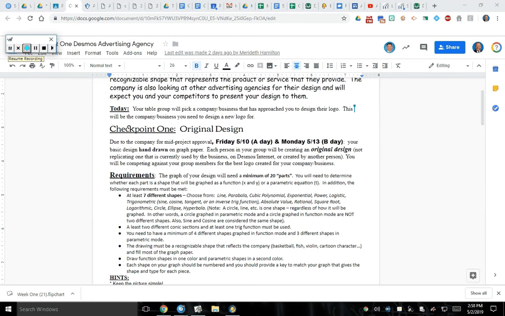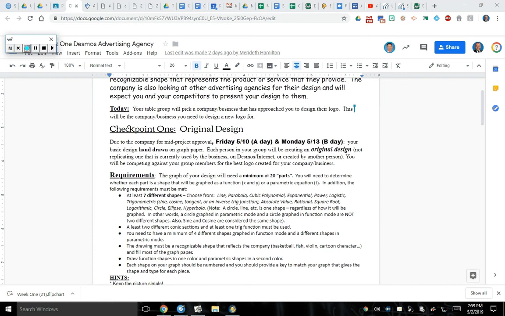Due to the company for mid-project approval. Okay, so on Monday, May 13th, for B-Day, your basic design, hand-drawn, not on computer, but hand-drawn on graph paper, needs to be turned in. So B-Day on the 13th, hand-drawn, you're going to turn in your design. I'm going to show you an example of one here in just a bit. Each person in your group will create their original design.